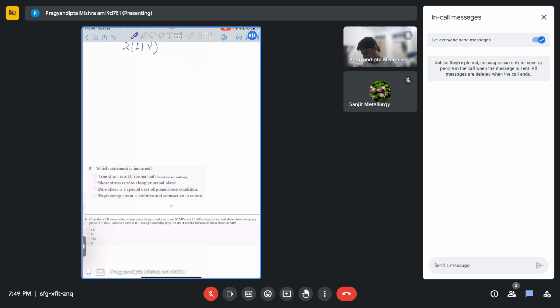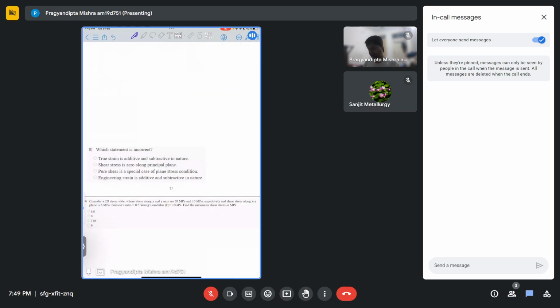So next question. Okay. Again, they have given us 4 statements. They are asking us which of these is incorrect. True strain is additive and subtractive in nature. I think that is correct. Shear stress is 0 along the principal plane. Again, that is correct. Pure shear is a special case of plane stress condition.